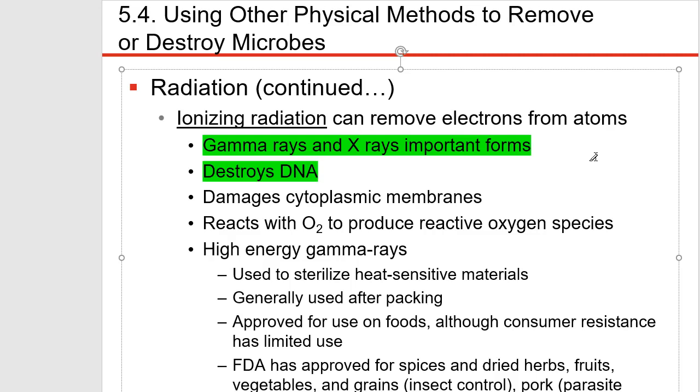Now the FDA has approved this for spices. So if you have oregano, thyme, coriander, or mint, all these different herbs have gone through some type of ionizing radiation. We also find this is done for fruits and vegetables, it is used on grains for insect control, pork for parasite control, and poultry, beef, lamb, and pork for bacteria control. So you see that pork is coming up twice. So dried herbs and spices have been FDA approved to use ionizing radiation.